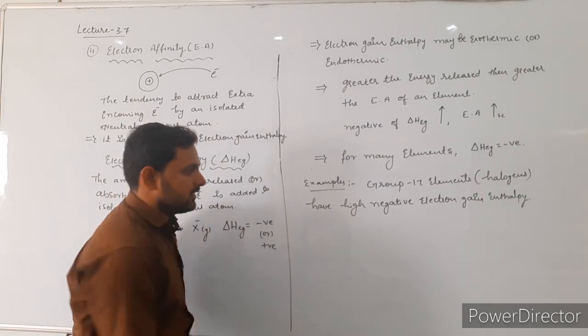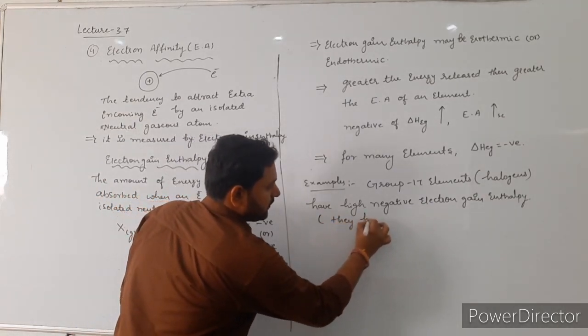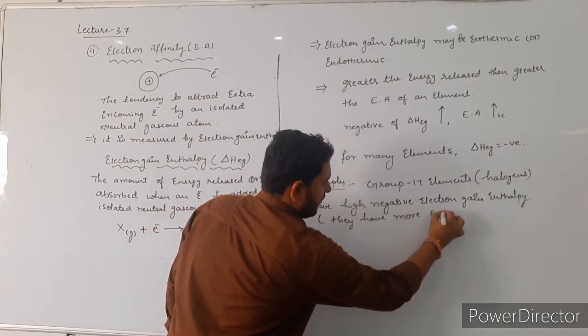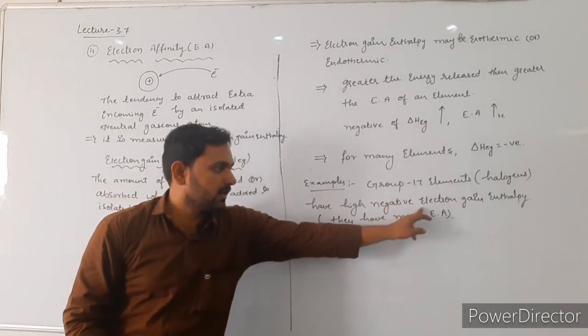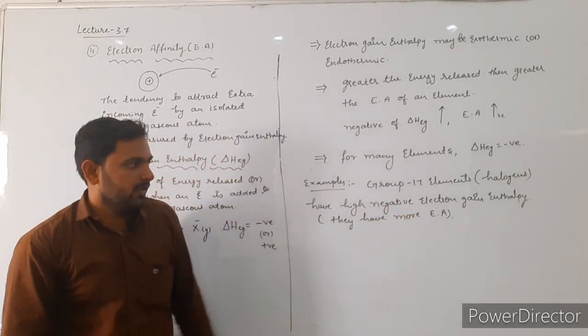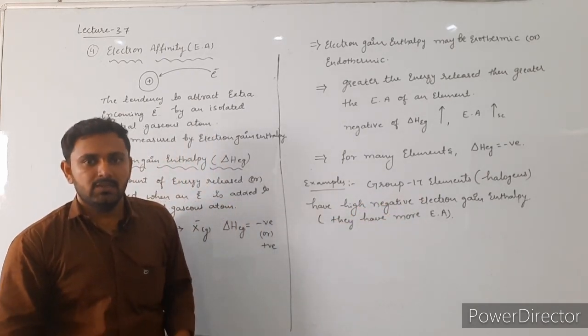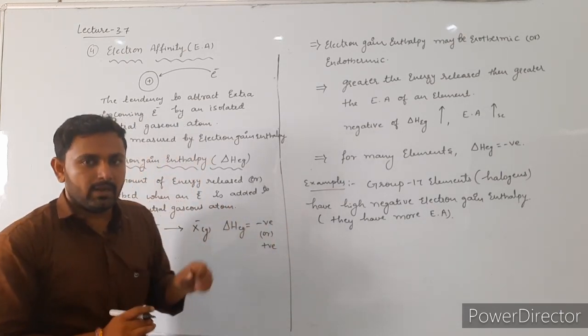High electron gain enthalpy means they have more electron affinity. They have more electron affinity, right? Because electron affinity depends on negative electron gain enthalpy. Why do group 17 elements have more electron affinity? Because they attain stable electronic configuration just by gaining one electron.